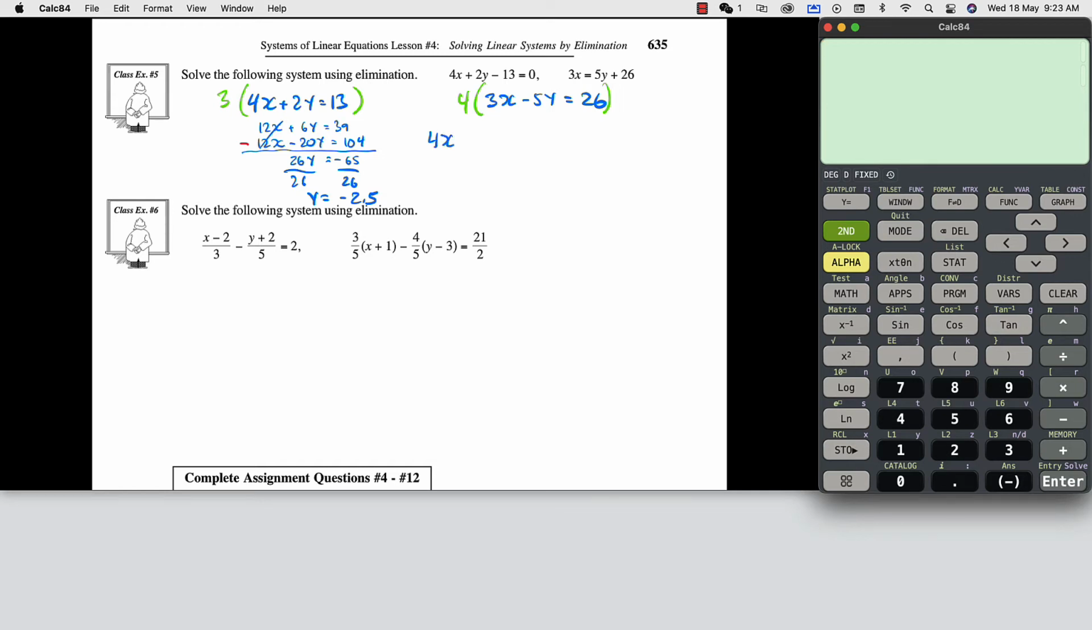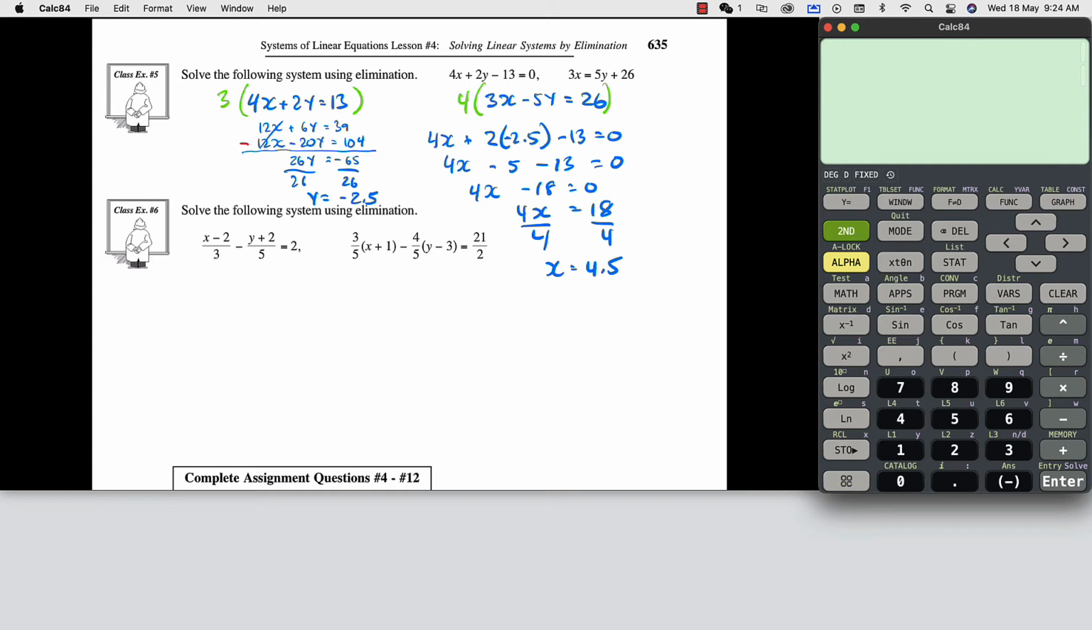So for x plus 2 times negative 2.5 minus 13 equals 0, we're going to have 4x minus 5 minus 13 equals 0, and 4x minus 18 equals 0, 4x equals 18, and we're going to divide everything by 4, and we're going to get 9 over 2 as a reduced fraction, and 9 divided by 2 is 4.5. So x is equal to 4.5. Okay, and both negative 2.5 and 4.5 could be represented in fractional form as well if you were asked to do that.